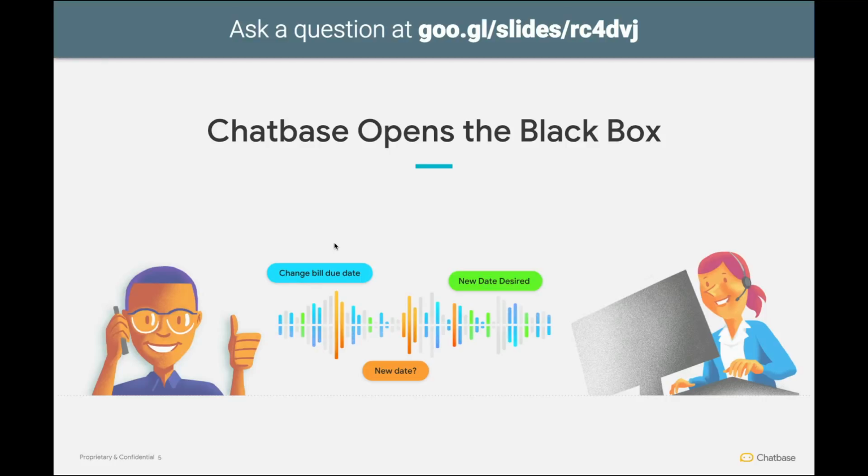So in this case, there's maybe a phone call by a customer to an agent about billing. They're asking to change their bill due date. And what Chatbase would do is tag the different parts of the conversation. It starts with the customer asking to change the date, but then there's the steps for providing the new date. So all that can be found in the data across all your transcripts.